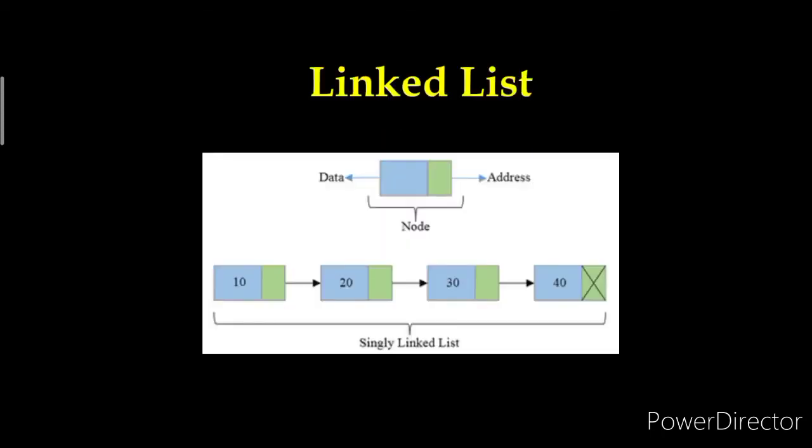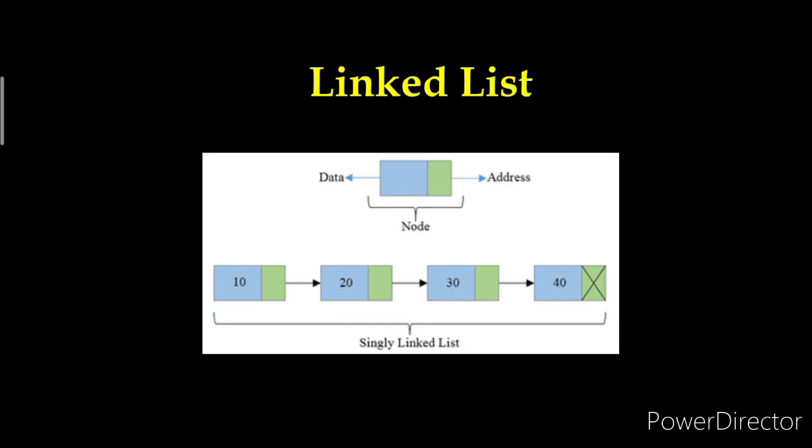Next we have linked list. A linked list will have nodes. Each node is divided into two parts called data and address. Data contains the data element and address contains the address of the next node.